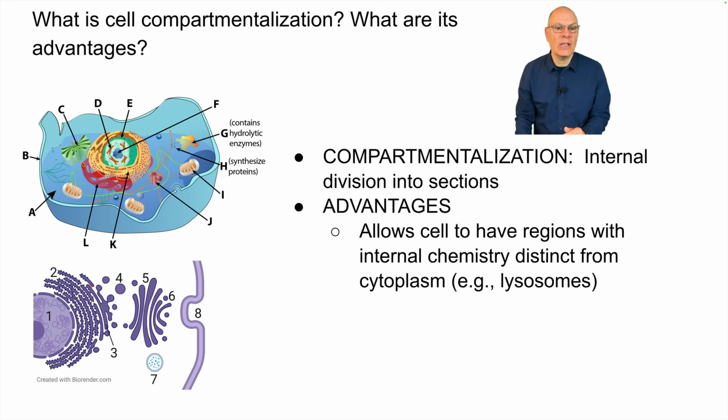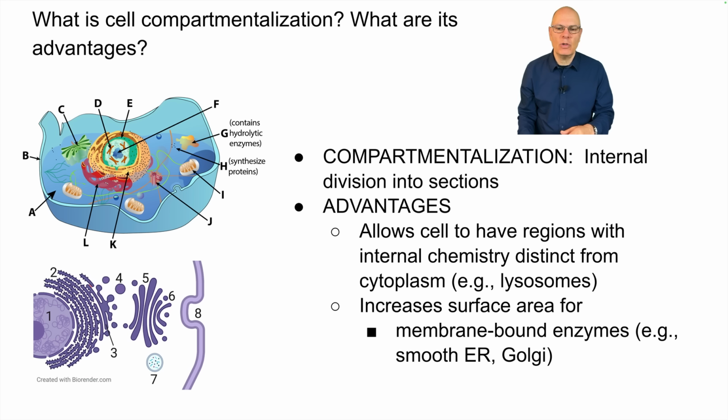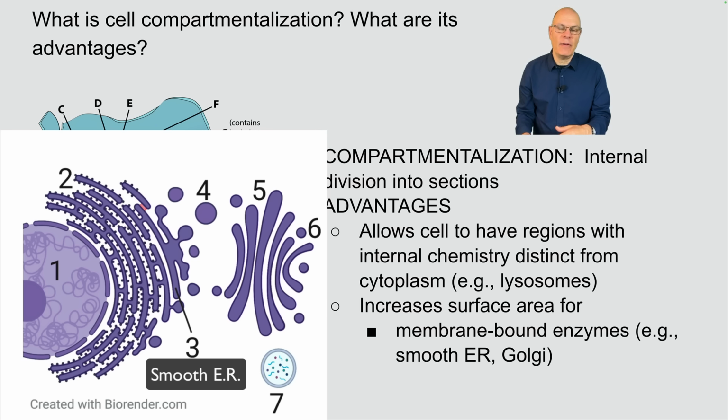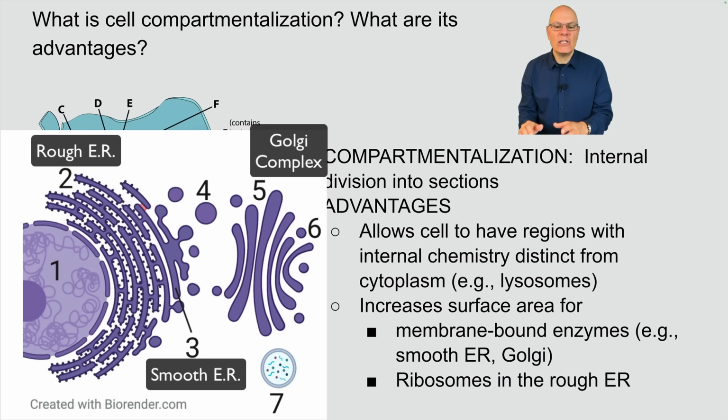A great example of that is the lysosome, shown at G over here, and number 7 over here. Lysosomes contain hydrolytic enzymes. Those are enzymes that break things down. Those can't be released into the cytoplasm or they would break down the cytoplasm. So they are compartmentalized. They're kept in a membrane-bound space. In addition, compartmentalization provides a lot of internal surface area, and that's important for membrane-bound enzymes that are found in the smooth ER or the Golgi that can only do their job when they're embedded in a membrane. Compartmentalization makes that possible. And that's also true of the ribosomes that are found in the rough ER.